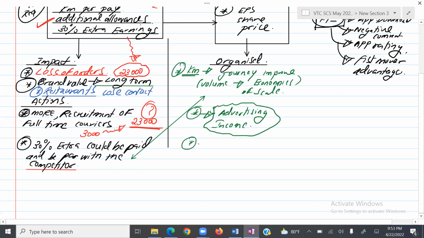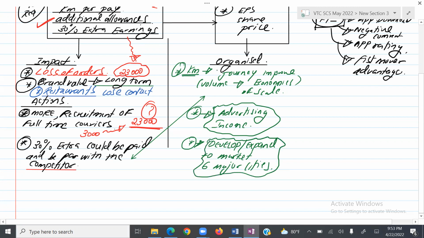Another solution is to expand to a new market. Correct? Because currently they are only established in 6 major cities, right? But they can expand to a 7th major city as well. Because Abhiraj, you see in practice, in Colombo, Uber rates are different, in Kandy, Uber rates are different, in Jaffna, it may be different. So effectively, students, the rates can effectively affect.